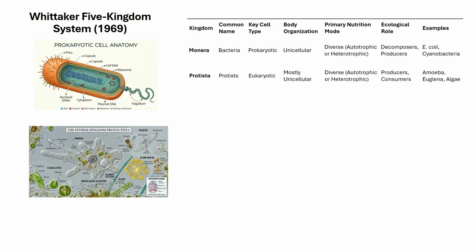The second one is kingdom Protista, and we call those organisms protoctists. This is often called the odds and ends kingdom. They are mainly unicellular eukaryotes. They do have a nucleus. For example, amoeba and chlamydomonas.